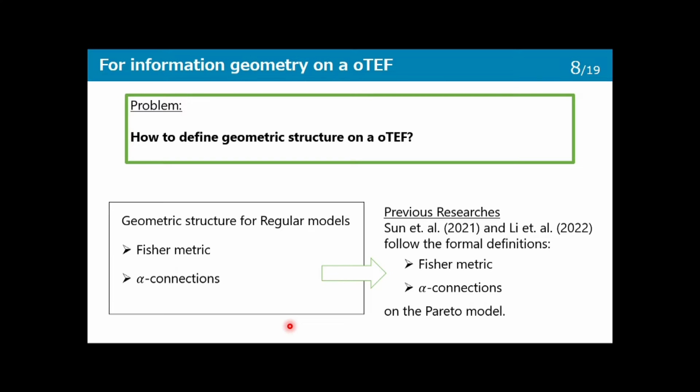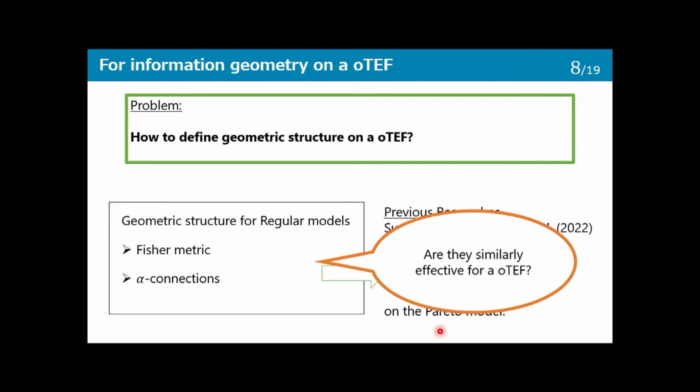For information geometry for OTF, first we should discuss the suitable geometric structure. In regular models, Fisher metrics and alpha connections are very important. Thus, some previous research for Pareto models follows the formal definitions. However, the statistical theory of OTF is different from regular cases. Then, we don't know whether these geometric structures are related to the statistical theory of OTF.